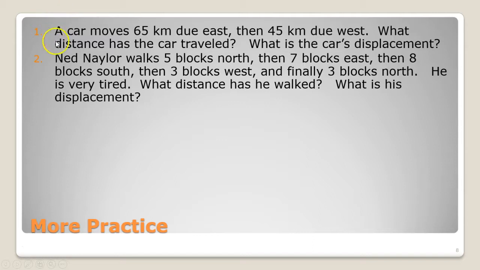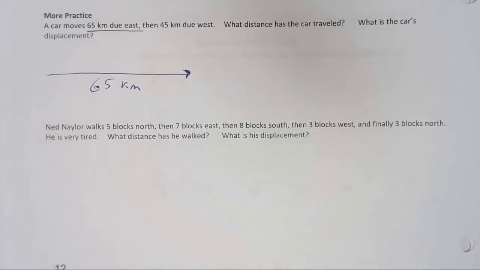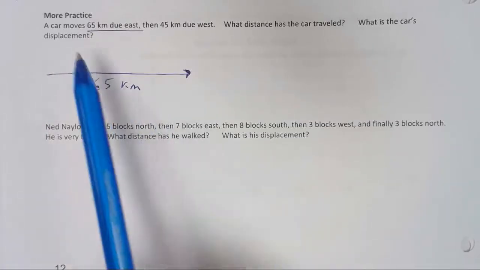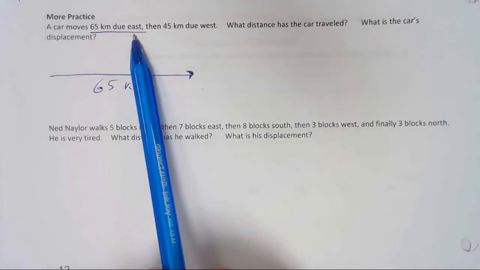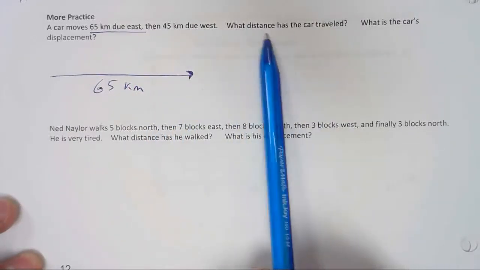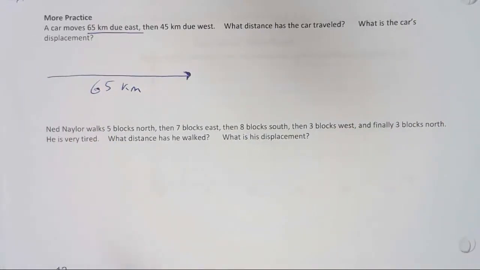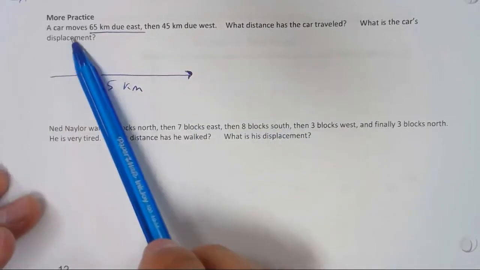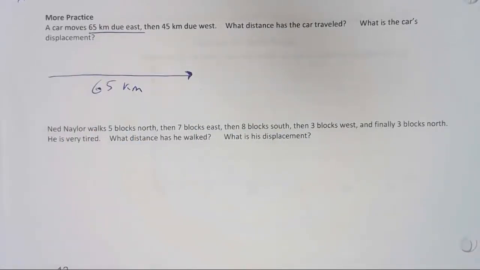So I want to do these two problems, and we'll start with this one, but I'll move to the notes to do them. Alright, so here's our two problems. The first one, a car moves 65 kilometers due east and then 45 kilometers due west. We want to know the car's distance and the car's displacement. So it's important to read these carefully, and in all the problems where you see distance and displacement, it's really important to draw a picture. It really helps you to see what's going on.